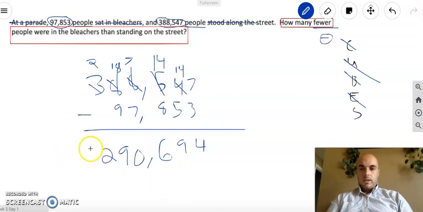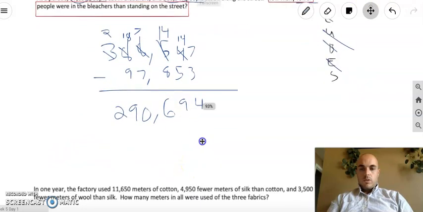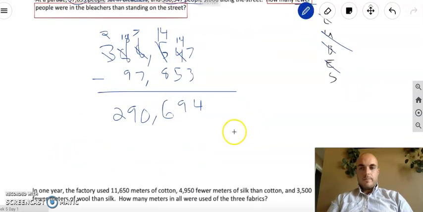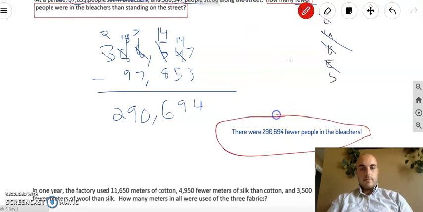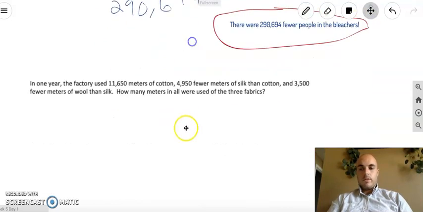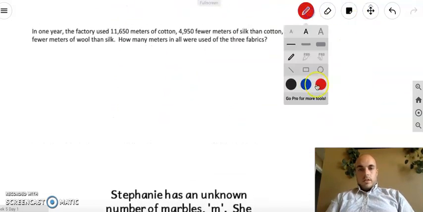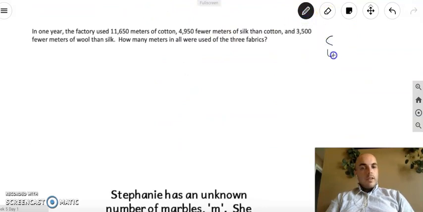Great. Okay. So let's zoom down a little bit so I can write in my answer. There were 290,694 fewer people in the bleachers. And circle it in red. Excellent. Okay, let's go on to our next one. I'll have black ready for our CUBES method. Cool. All right, let's get my blue marker ready to work.